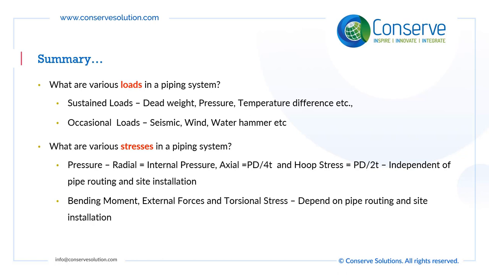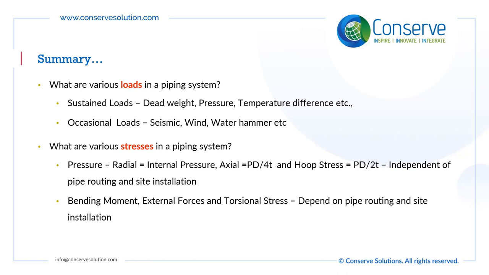Now these loads induce various stresses in the piping system. Pressure is the most important component here. In this case study, we saw operating pressures of 7 bar and 10 bar. It is one of the important components which induce stress. Pressure induces stress in all directions, in the sense radial, axial, and circumferential. That circumferential stress is called hoop stress. Radial stress is equal to the internal pressure, so generally it is ignored. It is very small compared to the other stresses. Axial stress is given by PD/4T, and hoop stress is given by PD/2T. So hoop stress is the maximum stress that is induced because of pressure.